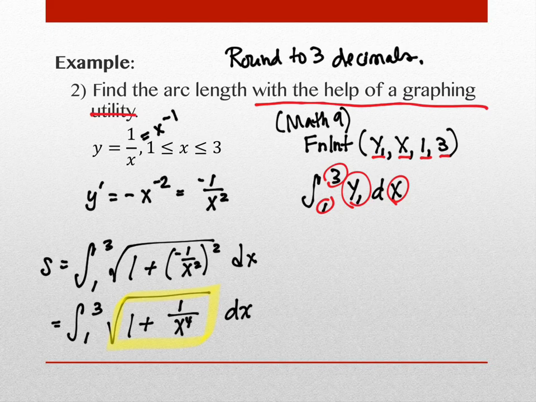So let's go Math 9 on mine. And I have 2.147. Does that sound right? Yes? Okay, great. So this is our antiderivative's value, our definite integral, our arc length.